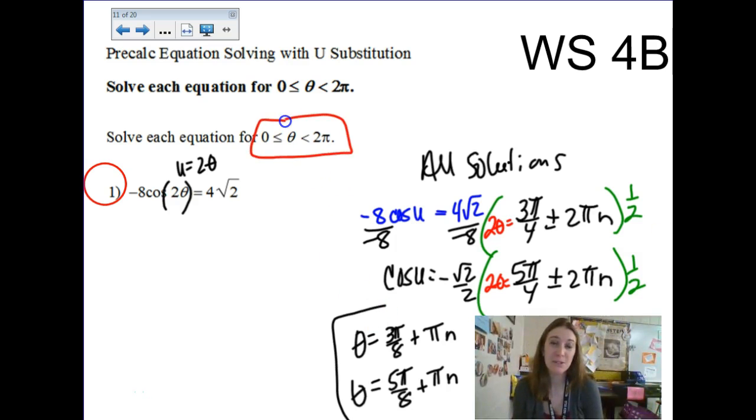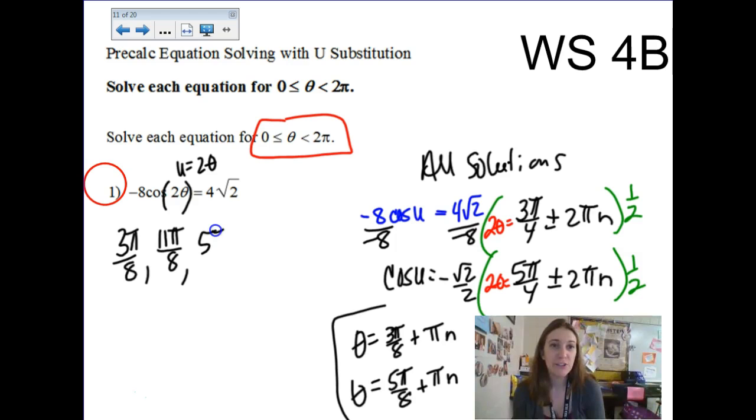But they only want between 0 and 2 pi. So now I'm going to start listing them, starting with 3 pi over 8. 3 pi over 8 is good. If you add another 8 pi over 8 to that, which is 1 pi, that would be 11 pi over 8. So we're still good. If you add another group of 8 pi over 8, that'd be 19 pi over 8. That's too big, so stop listing.